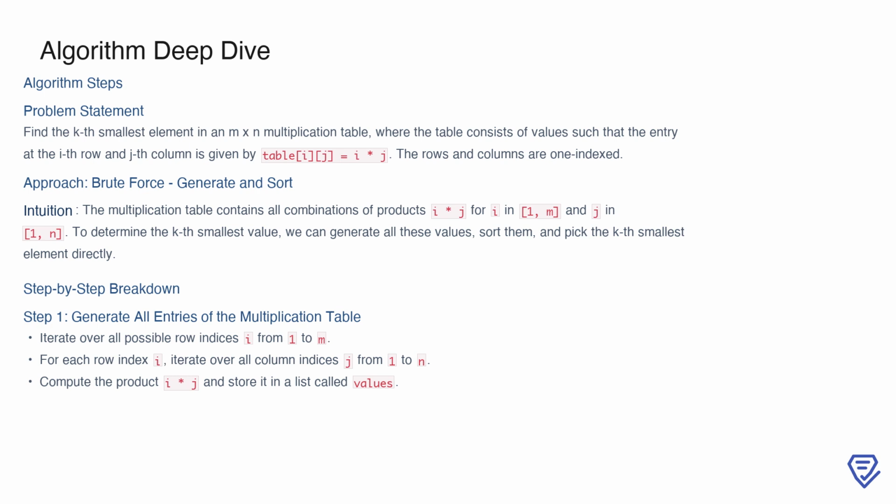The intuition here is simple: by generating all combinations of products, we can systematically organize them to locate the desired element. The first step in this process is to iterate through all row indices from 1 to m, and for each row, iterate through all column indices from 1 to n. For every combination of row and column, we calculate the product and store it in a list called values. This list will eventually contain all the elements of the multiplication table in an unsorted form.